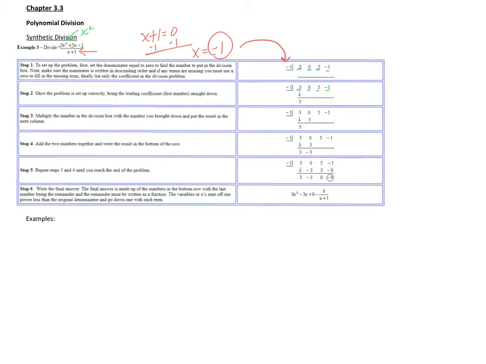Okay. After I've done the setup there, what I want to do is I want to bring down that first number. So I'm going to bring down that 3. And then the process from here on out kind of stays the same. I'm going to take that 3, I'm going to multiply it by the -1. I write it down here. Then I'm going to add those two numbers together.